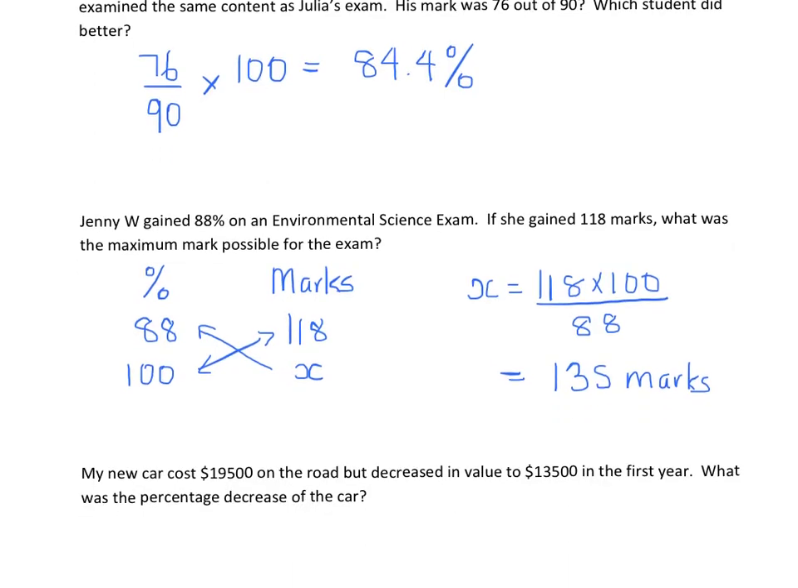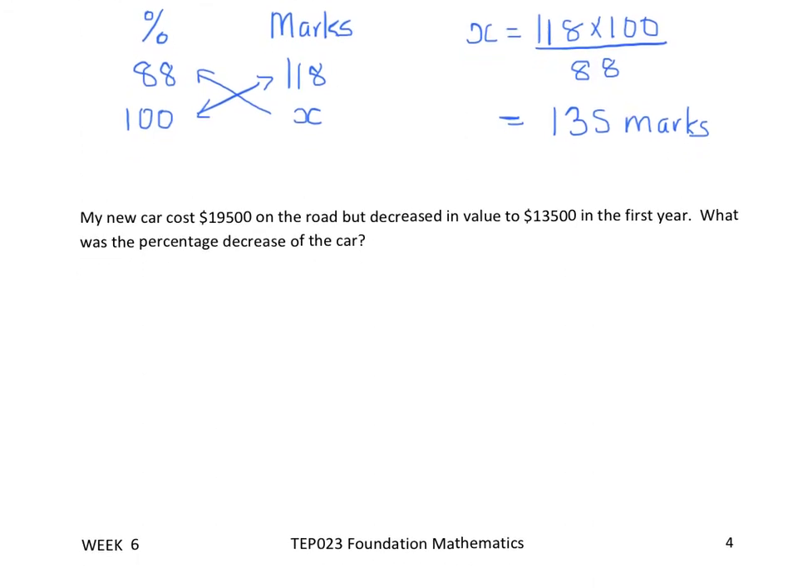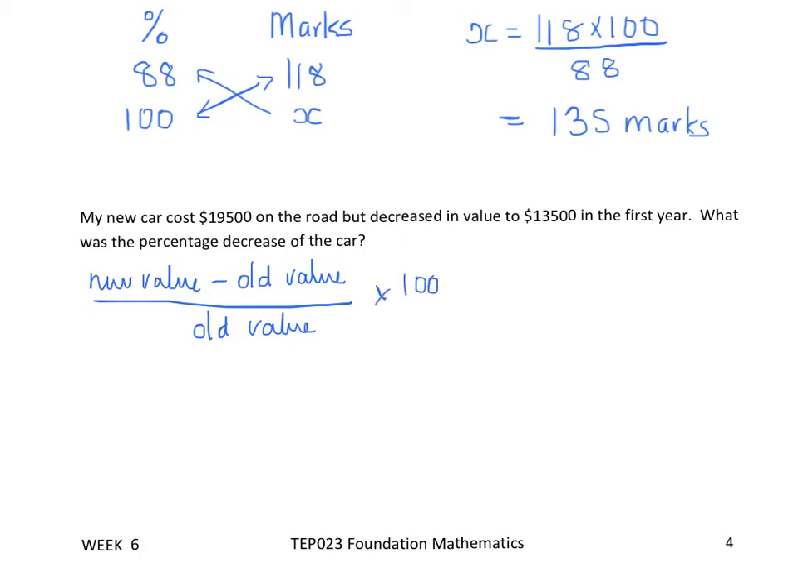Now looking at the last problem on this page. My new car cost $19,500 to get it on the road, but decreased in value to $13,500 in the first year. What was the percentage decrease of the vehicle? To do this one, we need a small formula, and the formula is new value of the vehicle, subtract the old value, divided by the old value, and because it must be a percentage, it must be multiplied by 100.